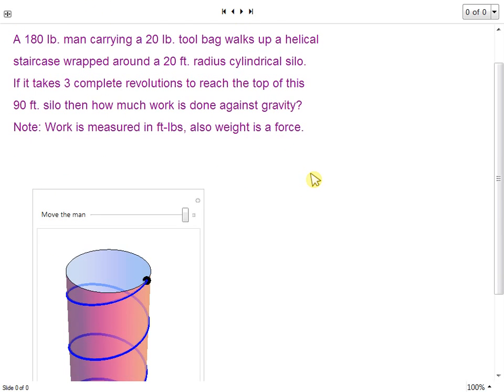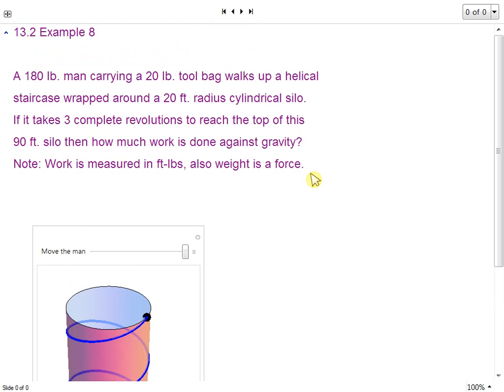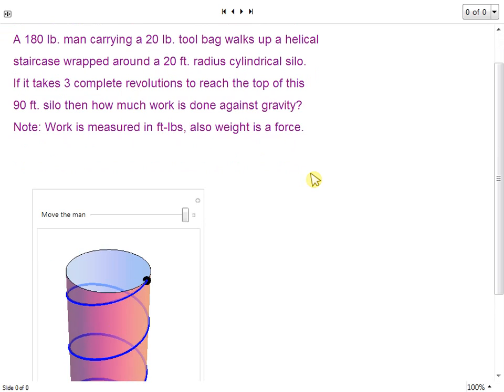Okay, this is not in your notes, but this is a problem I wanted to work through. A 180-pound man carrying a 20-pound tool bag walks up a helical staircase wrapped around a 20-foot radius cylindrical silo. If it takes 3 complete revolutions to reach the top of this 90-foot silo, then how much work is done against gravity? Note, work is measured in foot-pounds. Also, weight is a force.